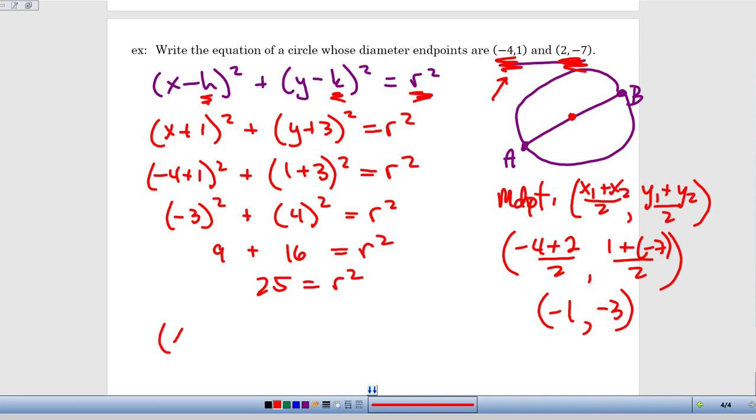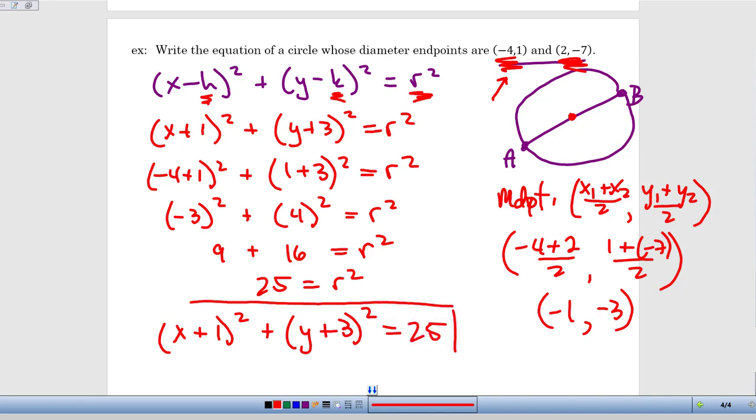So our final result is x plus 1 squared, that's the x coordinate of the center that we found, plus y plus 3 squared, the y coordinate of the center that we found, equals 25. So here's an example of where we're given neither the center nor the radius to get started, but we've got tools from our experience in our geometry days that we can use to figure out the midpoint of the diameter, which is going to be the center. Then we can solve for the radius squared, just like we had in the previous question, by using one of those two points and plugging it in for x and y.